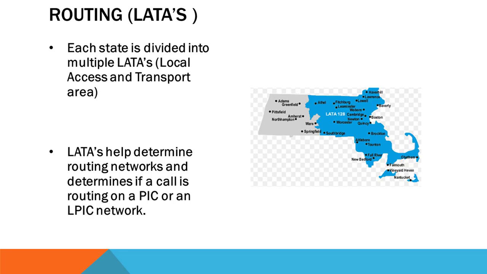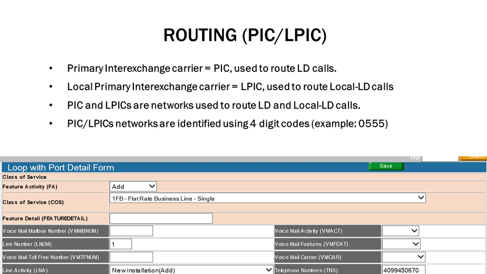Okay, so now we will talk about PICs. As mentioned in this bullet point here, LATAs help determine routing networks and determine if a call is routing on a PIC or an LPIC network. What is a PIC and what is an LPIC? Now, PIC and LPIC are actually acronyms, and they stand for this. A PIC stands for Primary Inter-Exchange Carrier, and it is used to route long-distance calls. The LPIC stands for Local Primary Inter-Exchange Carrier, and it's used to route local long-distance calls.